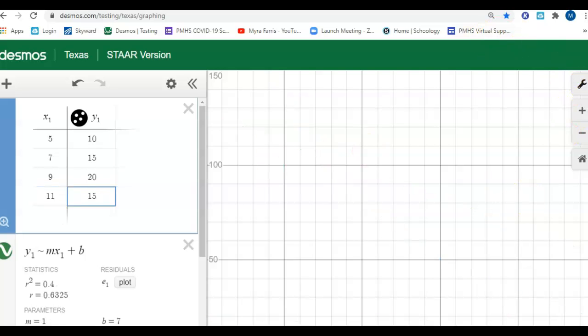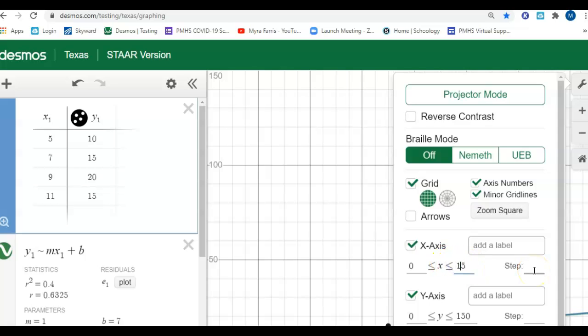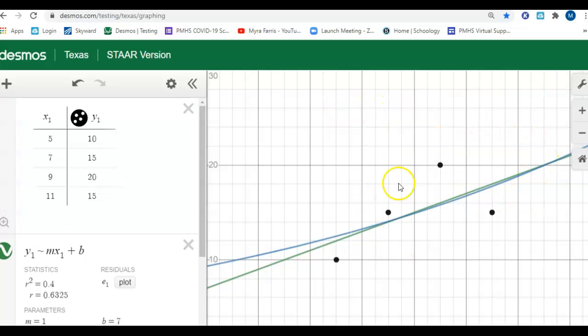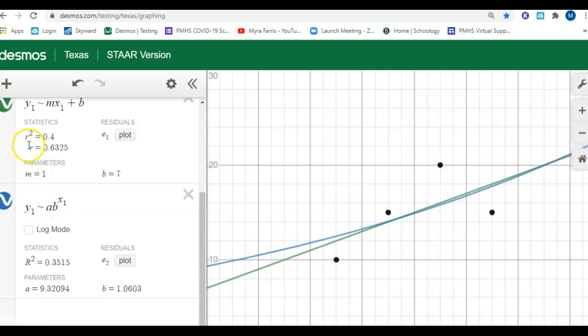That's my new data. If I want to see my data points, I'm going to have to change this from 0 maybe to 15, because 11 was my biggest X value. And this needs to go from 0 maybe to just 50 or even 30. And now I can see my data points. So, I compare my R values. Which R value is closer to 1?